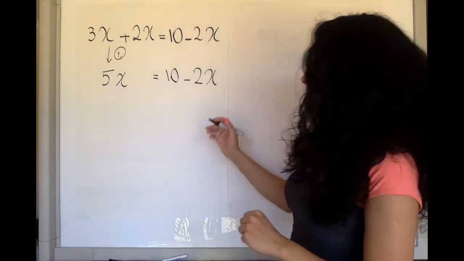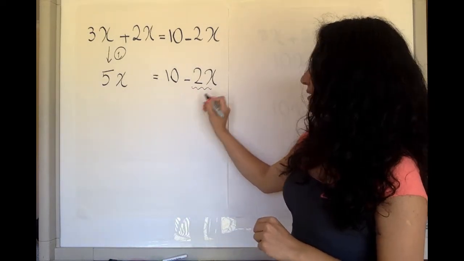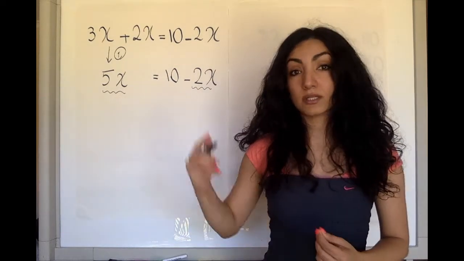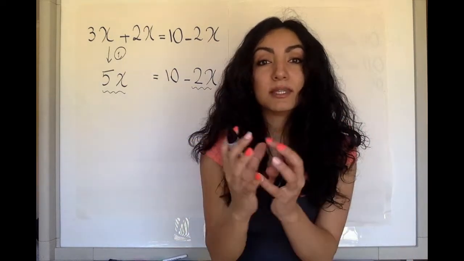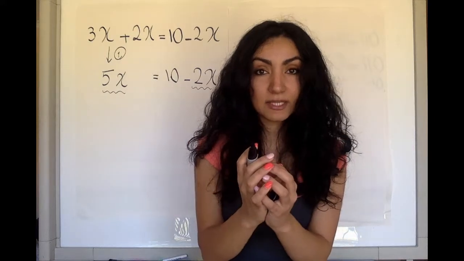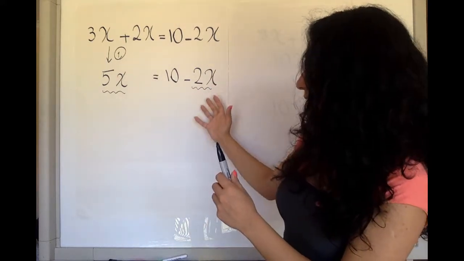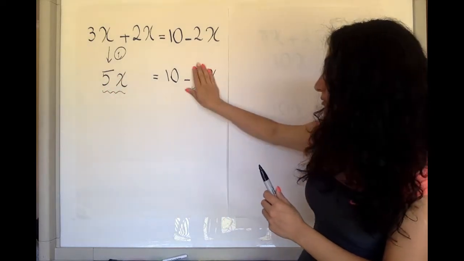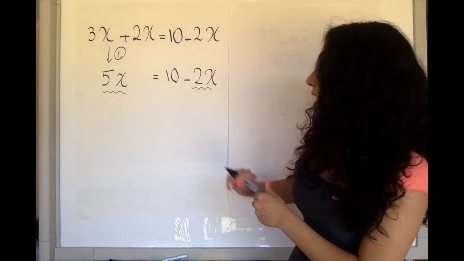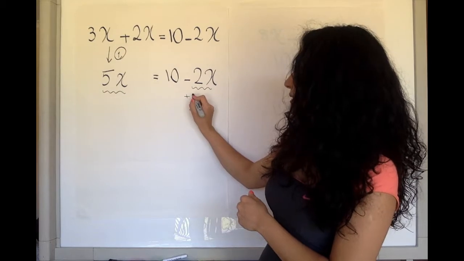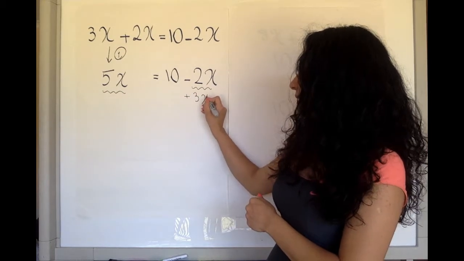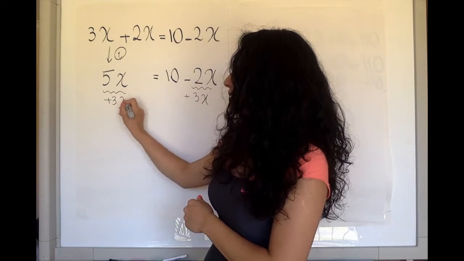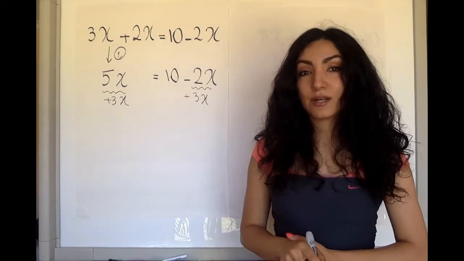And that's it. So this is 2x. This is 5x. They're both unknown because of the x. So they need to be together. They have to be together. So if I want to take this 2x to the other side, or if I want to get rid of this 2x there, I need to plus a 3x here and plus a 3x there, right?